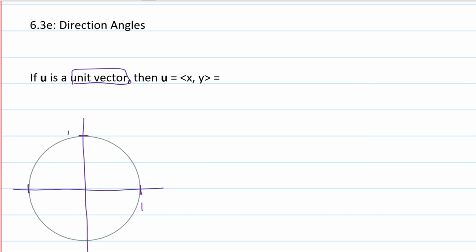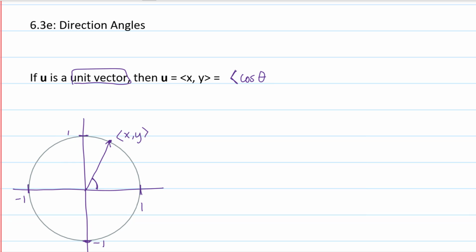Let's call all these places my 1s and negative 1s. And so if I have some random u that I know is a unit vector, that terminal point is always going to land on the unit circle. Now I've drawn it in the first quadrant, but obviously it could be in any quadrant. And what do we know about the components of this vector? Well, they're going to have to line up with those points on the unit circle. And so that x component is going to be cosine of our direction angle.